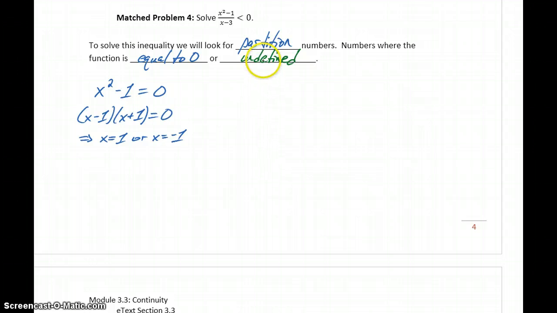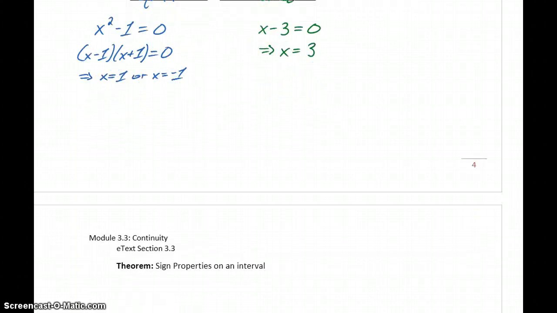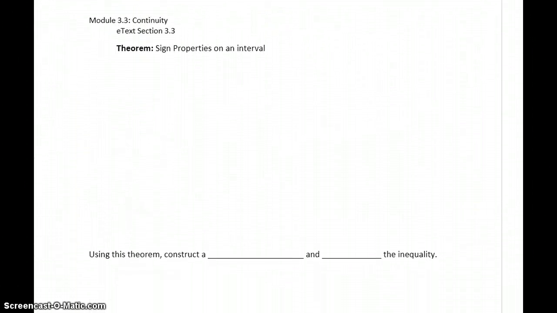To consider where our function would be undefined, we need to look for zeros in the denominator. So we need to solve for when x minus 3 would be equal to 0. In this case, that would be when x is equal to 3. So our partition numbers that we need to consider here are x equals 1, x equals negative 1, and x equals 3. We'll come back to what we need those partition numbers for in just a second. But first, let's introduce another theorem.